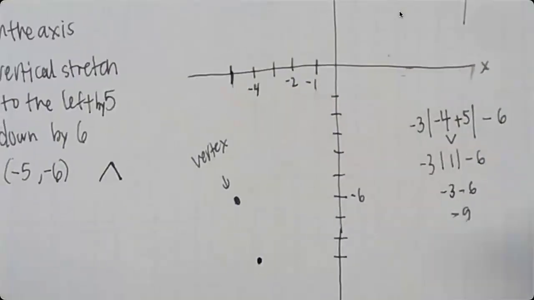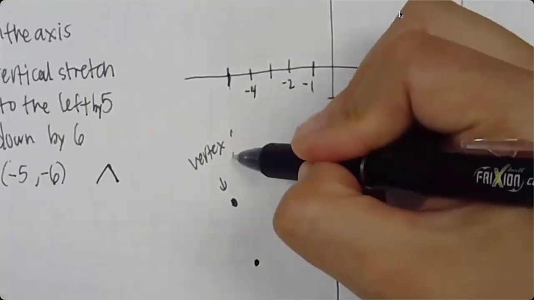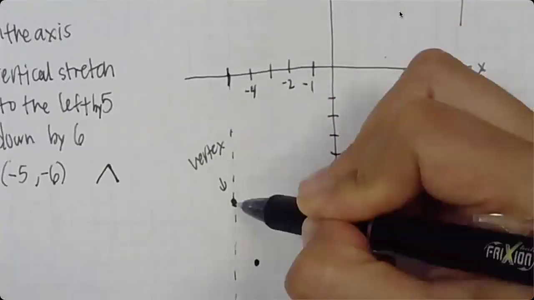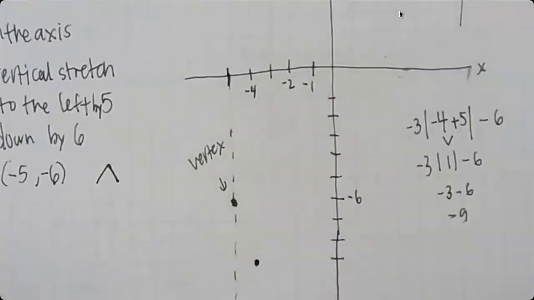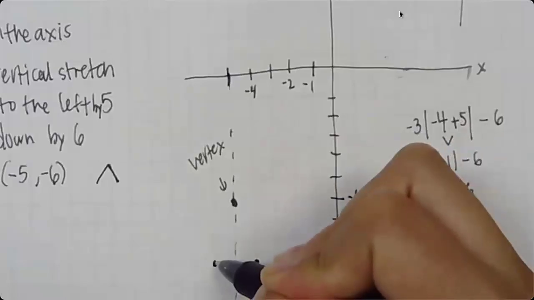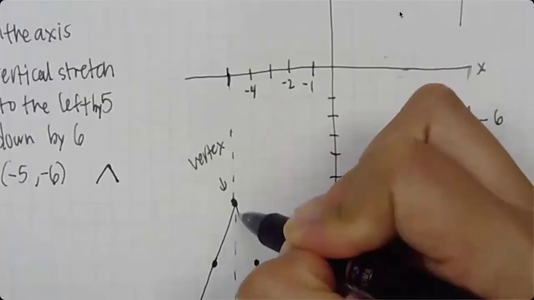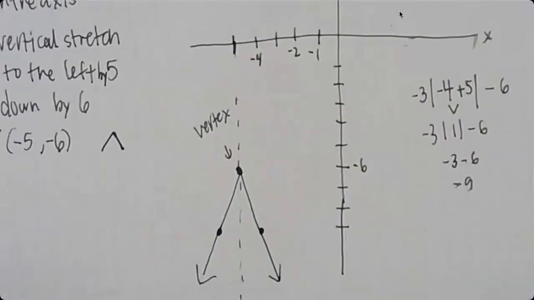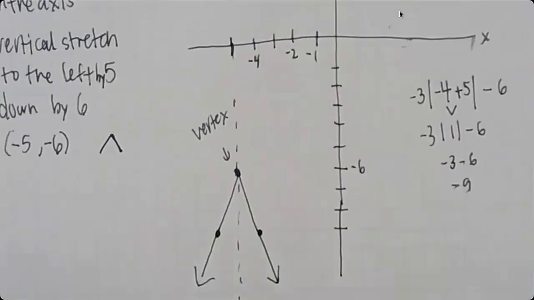And this is where you actually don't have to do any more points. Your line of symmetry is at your vertex. It means that your absolute value, if I have a point here, it has to mirror it. So now I can just draw my graph and it goes like that. Now I have to answer 2 more questions, my domain and my range.